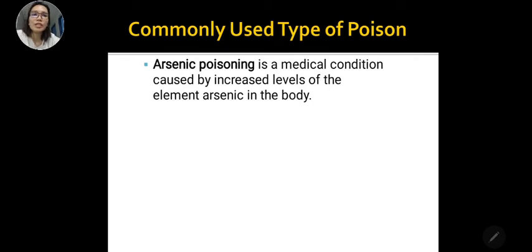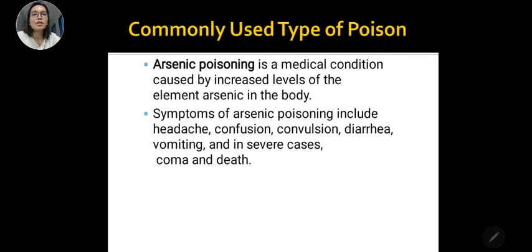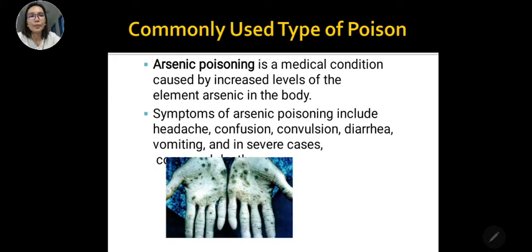So, arsenic poisoning is a medical condition caused by increased levels of the element arsenic in the body. The symptoms include headache, confusion, convulsion, diarrhea, vomiting, and in severe cases, coma and death. So, yan yung example ng merong arsenic poisoning sa katawan niya. Nag-exhibit siya ng ganyan sa skin niya.